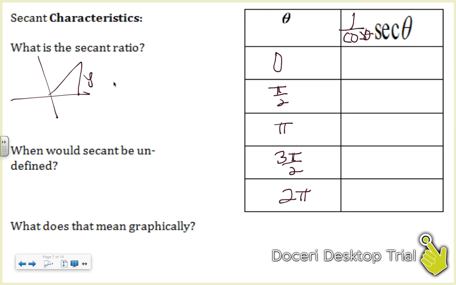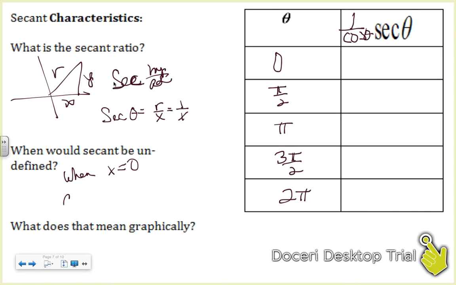Secant is your hypotenuse over your adjacent, that's a C. And so using the triangle we have there, it would be R over X. The great thing is your unit circle is 1, so your R value is 1. So you just take all of your values and put them over 1. Your X value is your cosine. So secant is going to be undefined whenever X is equal to 0 or cosine is equal to 0. And that would give you asymptotes.